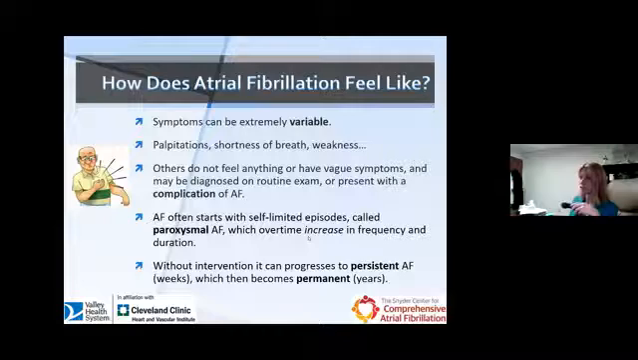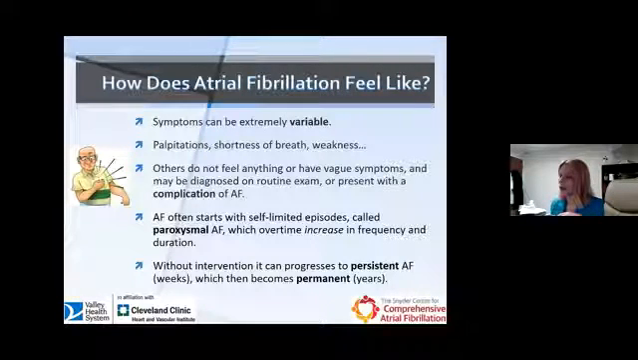What does atrial fibrillation feel like? Well, it's very different from one person to another. Many people are very sensitive and can immediately tell that something's wrong. They feel palpitations, they get short of breath, they may feel weak or dizzy. Other patients feel very little or have very vague symptoms and may only get diagnosed on routine exam or only when a complication develops.